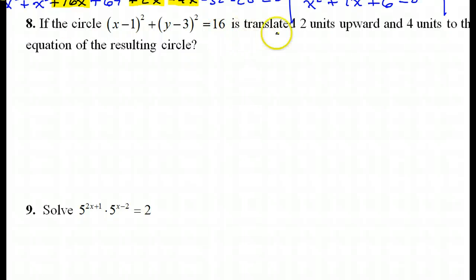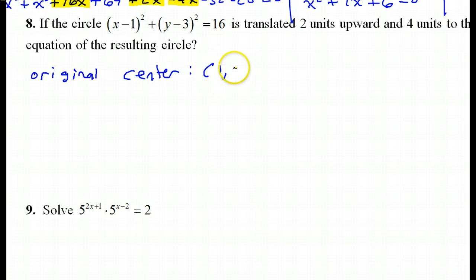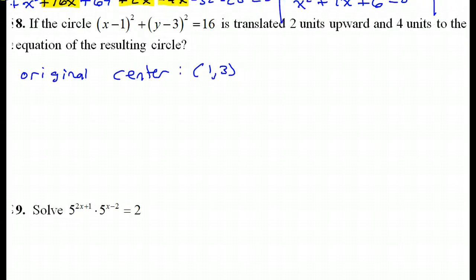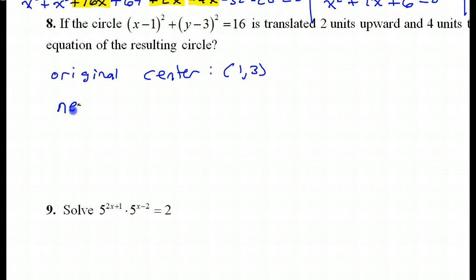Alright, if this circle is translated 2 units up and 4 units to the left, what will be the equation of the resulting circle? Okay, well, think about the center of this circle. The center of this circle is the point (1, 3), right? Now if I move this circle 2 units up and 4 units to the left, okay, then I'm going to have a new center.